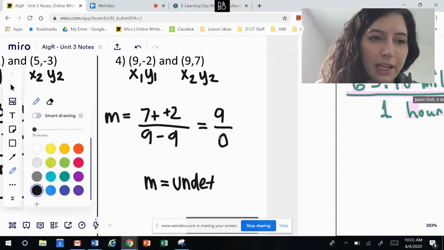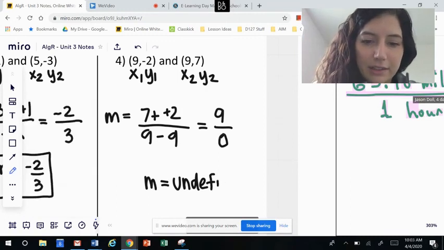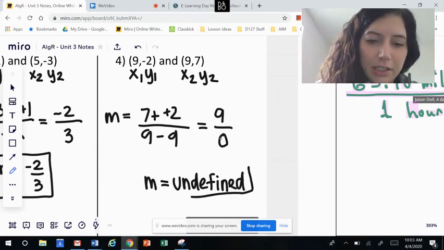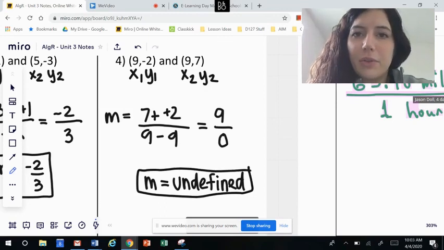So what kind of a line has an undefined slope? And that is our vertical line. Undefined. Okay. All right. So that concludes the instruction piece of today.